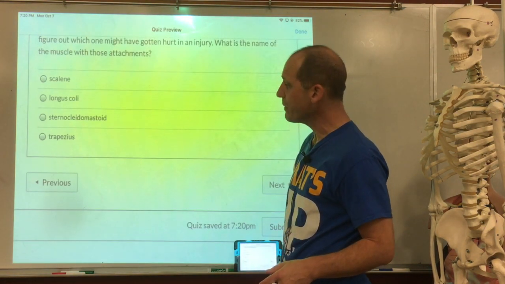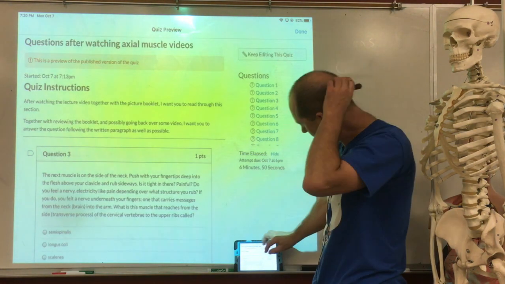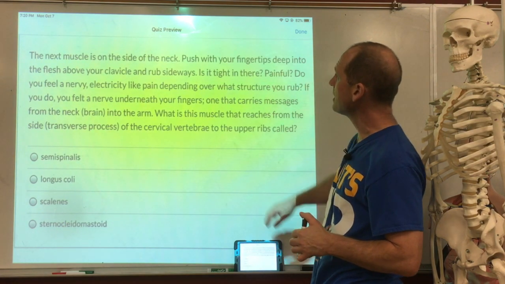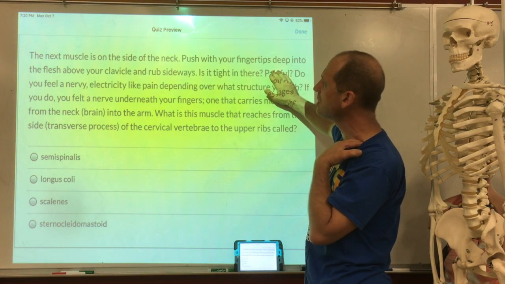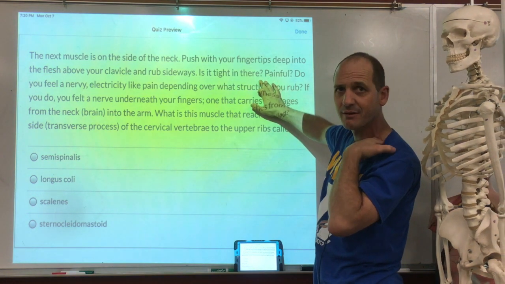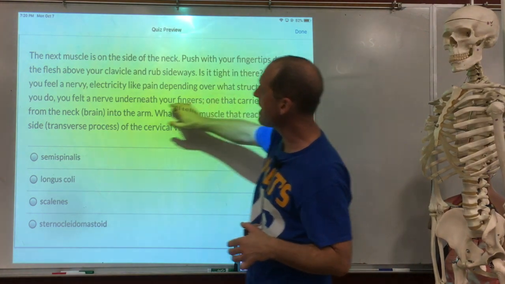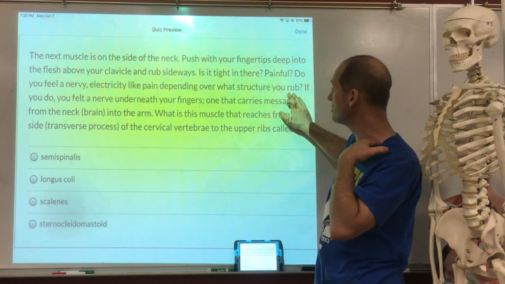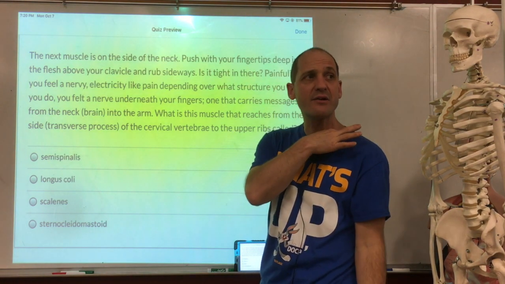And then in the neck, we go from there deeper into layers. You've noticed that there's a lot of layers to these muscles. The next muscle is on the side of the neck. Push your fingertips deep into the flesh above the clavicle and up side to side. Is it tight there? Painful? When you go really deep, it's ropey, right? You go over ropey things. If you're nervy, that feels like electricity or pain. That means you go over some nerves, you're rubbing over some nerve structures, because all the nerves that go into the arms come out of this area from the spine.